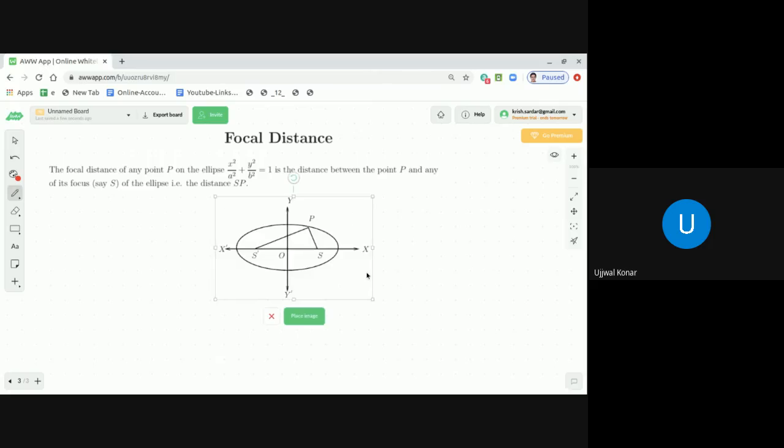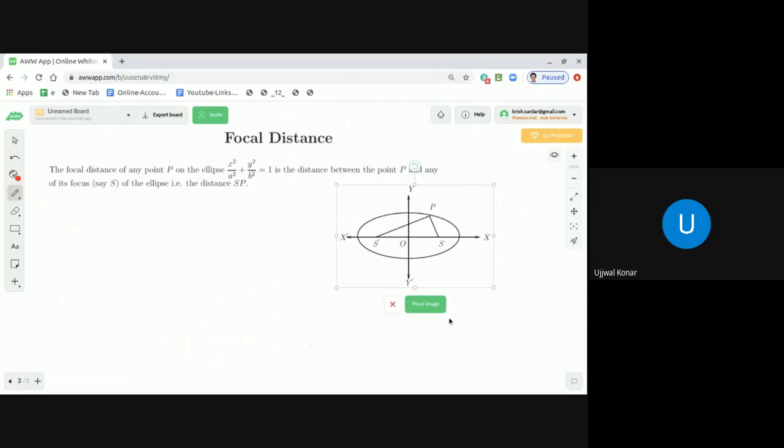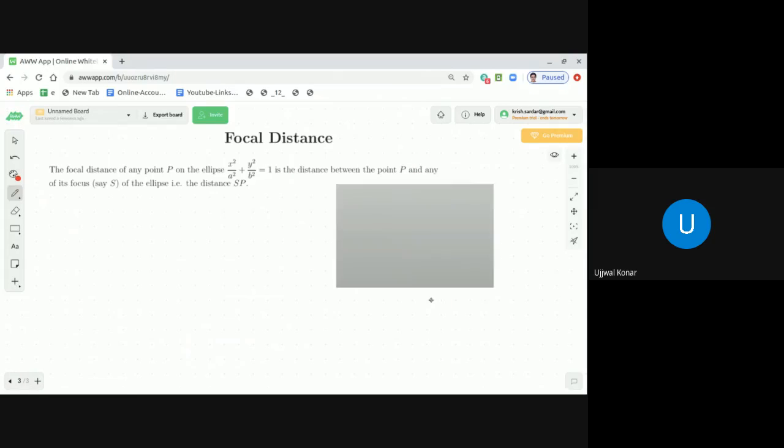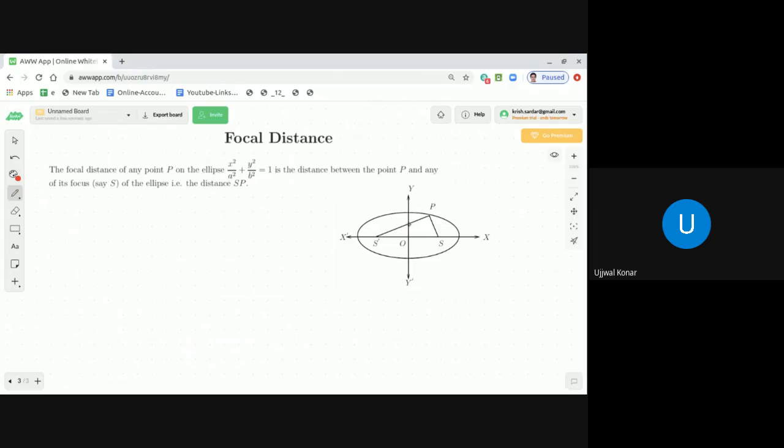So what you see, dear students, if you look into this diagram, the focal distance of any point P on the ellipse is the distance between the point P and any of its foci. There are 2 foci here. One is S and another one is S dash. So we are just considering that distance S. P is any point on that ellipse. So PS is called the focal distance. That means it is the distance between the focus and any point on the ellipse.